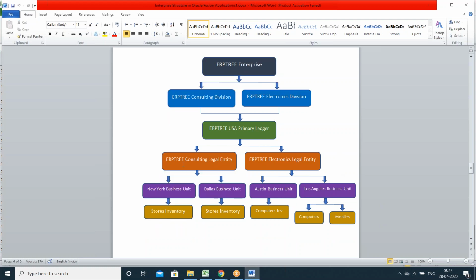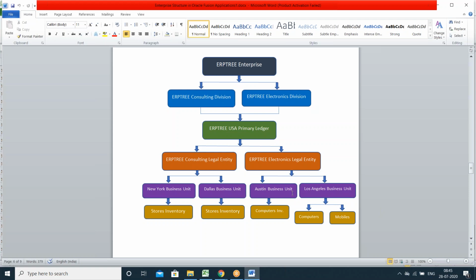With this registration, the consulting business is operating in two locations. One is New York, the other one is Dallas. So for New York, one business unit, and for Dallas, another business unit. Since it's consulting, there may not be a warehouse where they maintain stock, just stores inventory. But for electronics, they are operating in two locations, accordingly two business units.